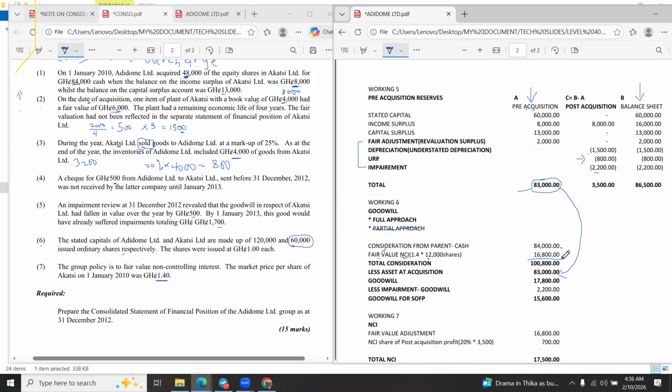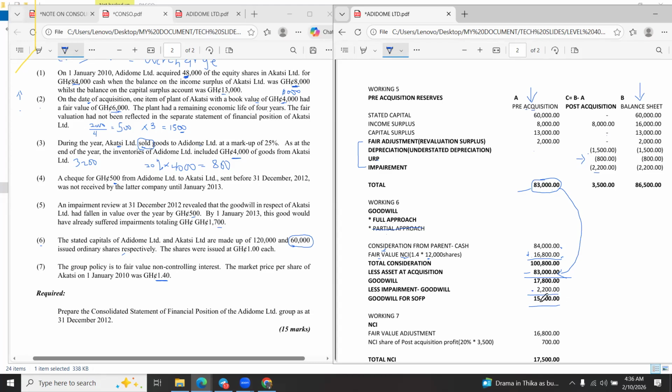Okay. So this is just a total figure. And we said that total consideration, which is the consideration from the parent and the fair value of the NCI, minus the net asset at acquisition, should give you goodwill. So basically, this should have been our goodwill, 17,800. But the goodwill has suffered a loss. An impairment is like a loss. So the goodwill has suffered an impairment, which is 2,200. Once you less the 2,200 from it, this becomes our goodwill.